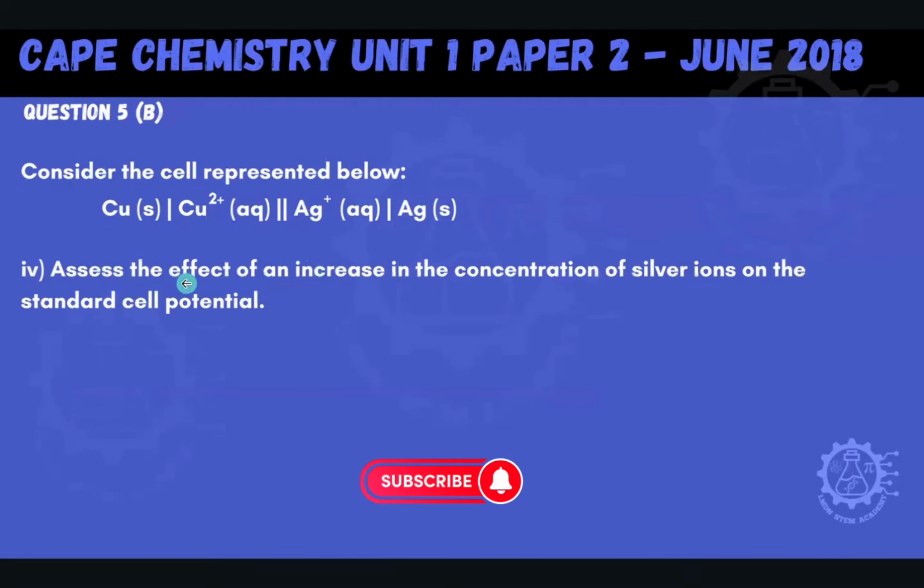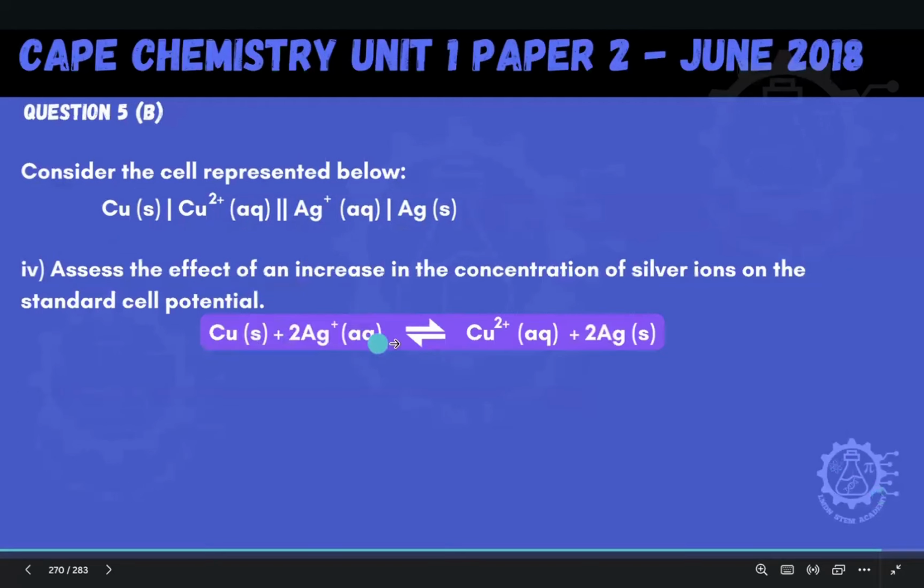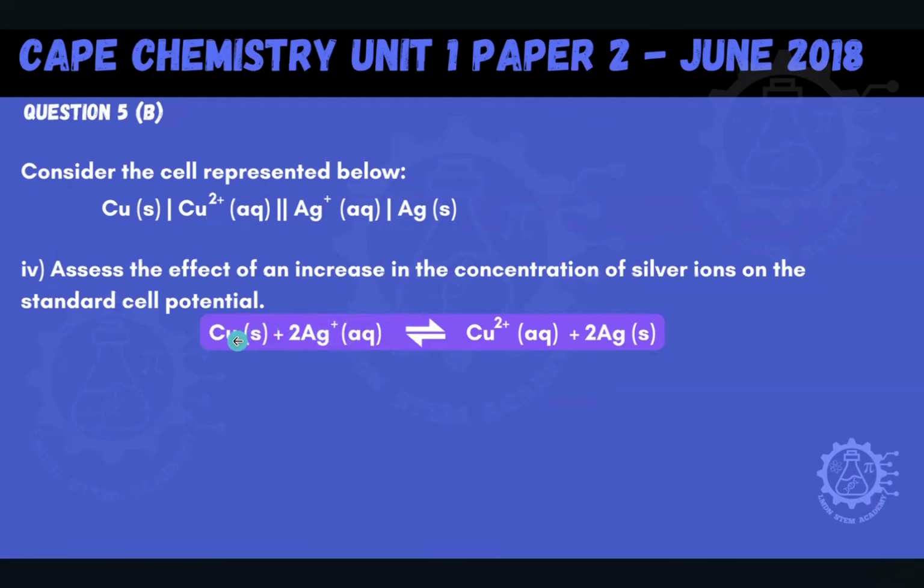We're being asked to assess the effect of an increase in the concentration of silver ions on the standard cell potential. All right, so let's bring back up the equation that we came up with. This is our equation for what's going on with the silver ions reacting with the copper. So when we think about the increase in concentration of silver ions, effectively we're sending this one up, we're increasing this. If we have to think about what's going to happen, we can rely on our knowledge of Le Chatelier's principle, because effectively we're imposing a change on this equilibrium. This is an equilibrium that's established.